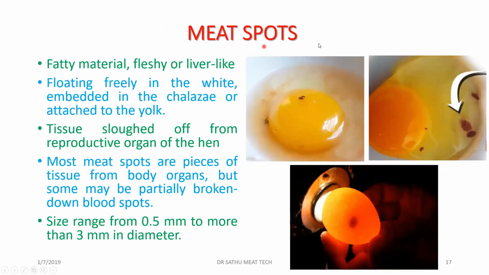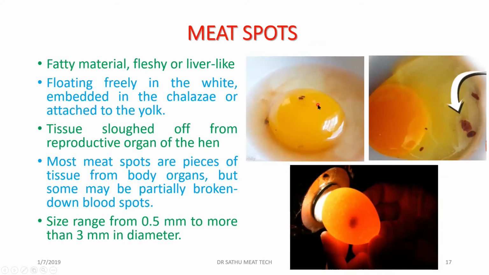Then what is a meat spot? So we can see this is a meat spot. When you do the candling, you can see a meat spot like this. These are normally found on the albumen, or it may be stuck to the chalaza, or on the yolk surface. Above the vitelline membrane, we can find it sticking to the vitelline.